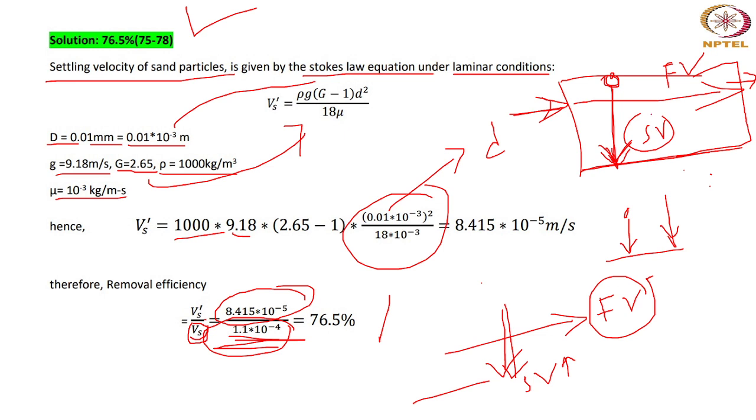This is the flow velocity, and this is according to Stokes law, the time it will take to reach down. So I'm getting 76.5%. So that much of the particles can be removed. Actually, I'm getting this velocity from how much depth there is and how much detention time I'm providing.